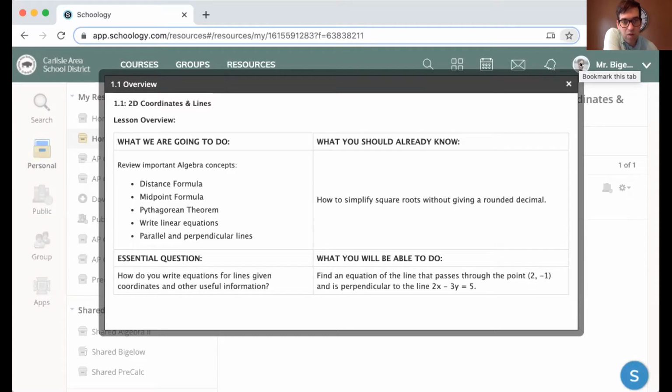And in the bottom right, what will you be able to do after this lesson? This is an example of a question that you'll be able to answer. You'll be able to find an equation of the line that passes through the point (2, -1) and is perpendicular to the line 2x minus 3y equals 5. Maybe you look at that and you're a little rusty, might not be easy to remember how to do that. Maybe you look at that and you already know. Either way, this lesson is going to be a good review, and it's going to get us set up for the procedures for all of our lessons from here on out.